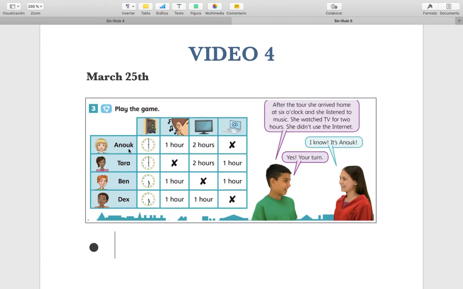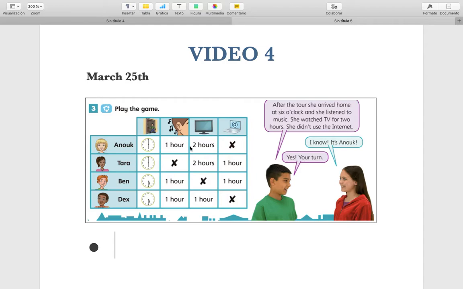It's related to Anouk. After the tour, she arrived home at 6 o'clock. Anouk arrived home at 6 o'clock. And she listened to music. She listened to music for 1 hour. We say for 1 hour. Then she watched TV for 2 hours. And she didn't use the internet in past, and we use didn't.